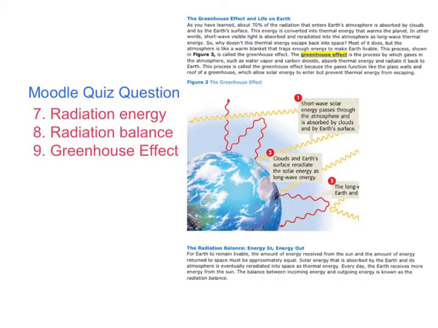Using this textbook page, you will complete questions 7, 8, and 9 on your Moodle quiz. Question 7 asks you about radiation energy, question 8 asks you about radiation balance, and question 9 about the greenhouse effect. Use the corresponding text as well as the picture to answer these questions. Pause the video until you are done answering these 3 questions.